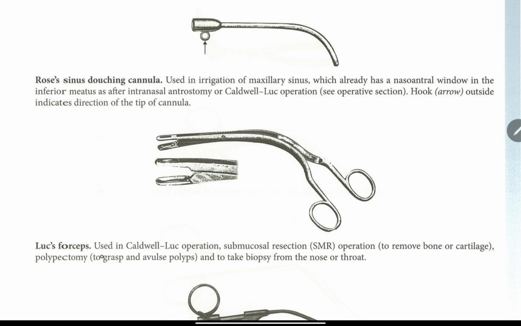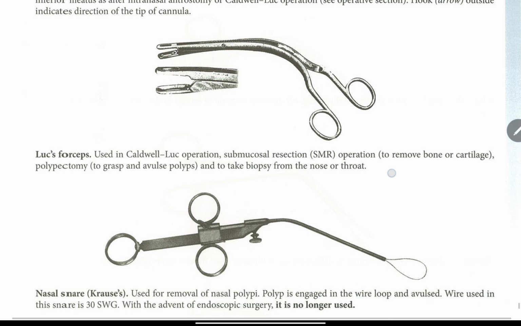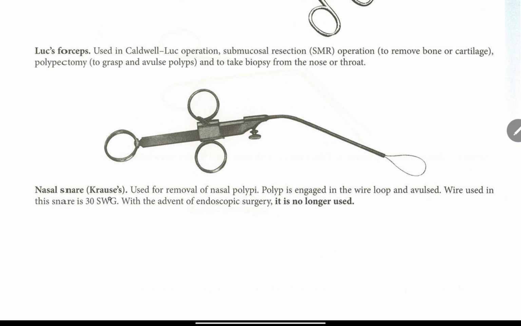Luc's forceps is used in Caldwell Luc operation and submucous resection operation to remove bone or cartilage, and in polypectomy to grasp and avulse polyps, and to take biopsy from the nose or throat. Nasal snare, crochet, is used for removal of nasal polypi. The polyp is engaged in the wire loop and avulsed. Wire used in this snare is 30 SWG. With the advent of endoscopic surgery, it is no longer used.